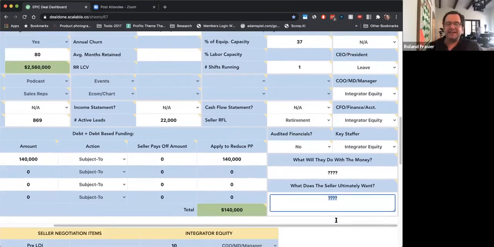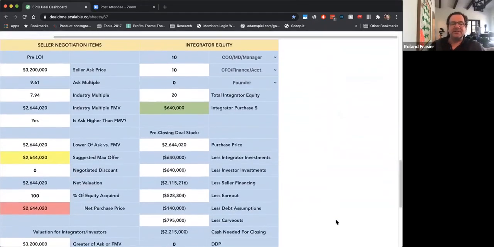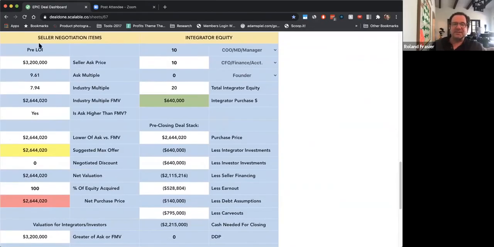You're going to want to ask those questions. Now, when we go to what this looks like in terms of deal stack, we say, okay, here are pre-LOI things that we want to think about. The seller's asking 3.2 million. The ask multiple was at 9.61, but the industry multiple is 7.94, which means we like the idea of using the industry multiple, and Jeff did this, and it's 2,644,020.